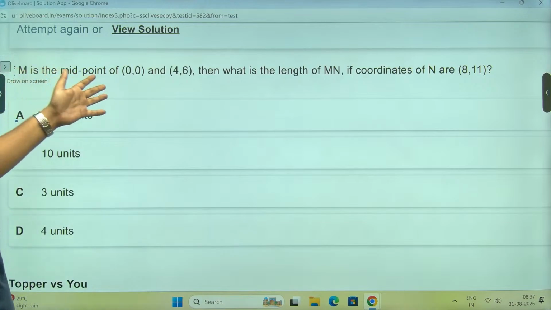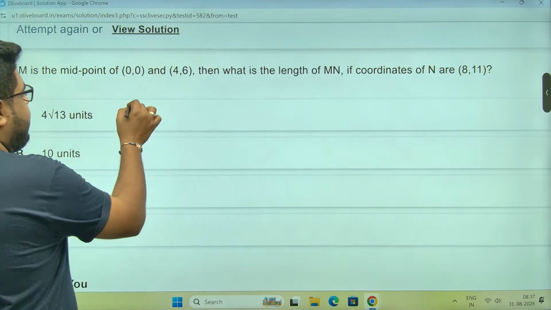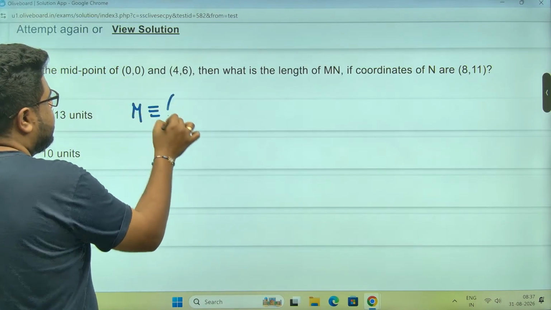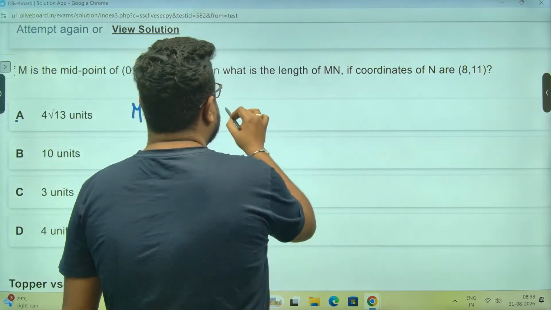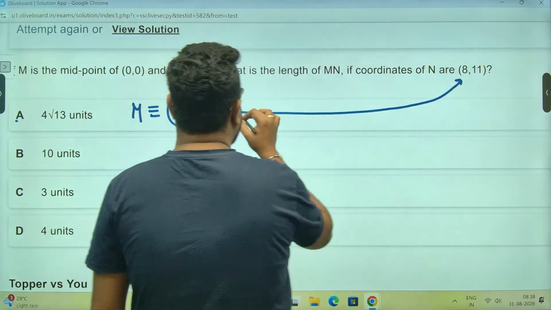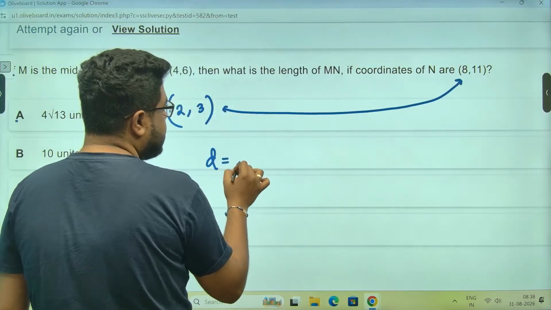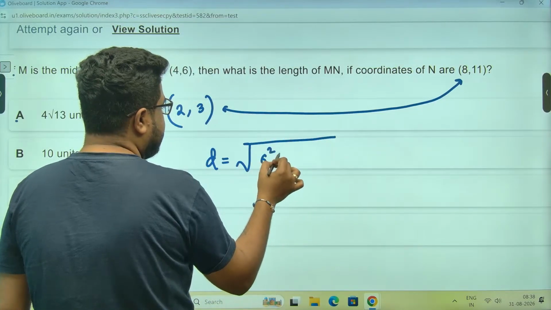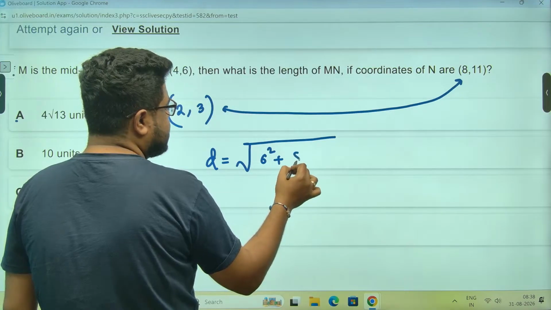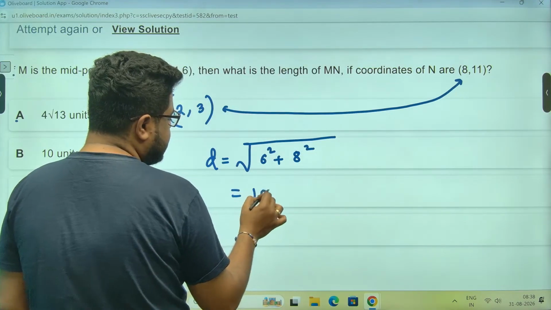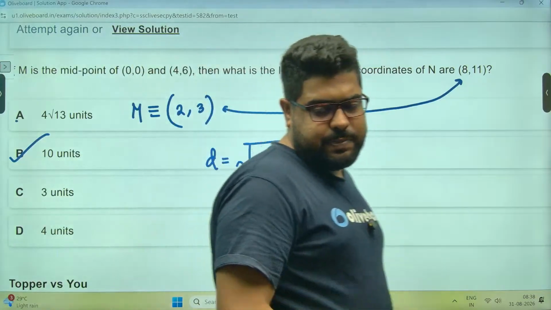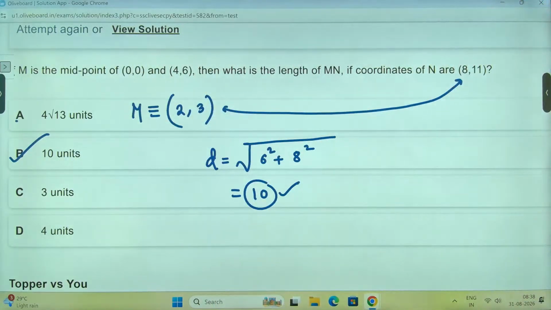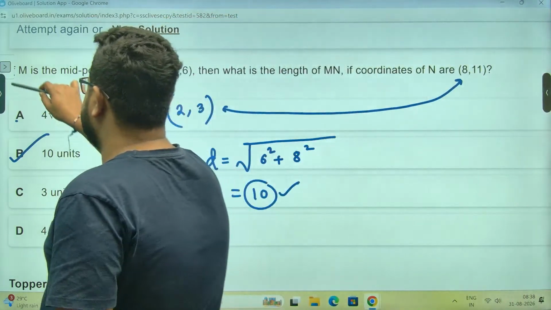If M is the midpoint of these two, midpoint meaning M will be how much? The average, 4 plus 0 by 2, and this is 3. Length of MN, acha, so these two given, MN length, sir. Use the distance formula. 8 minus 2, 6 square, plus 11 minus 3, 8 square. 6 and 8 meaning it will be 10, sir. Again, Pythagorean triplets, 6, 8, 10. Done, sir. Simple question, sir.